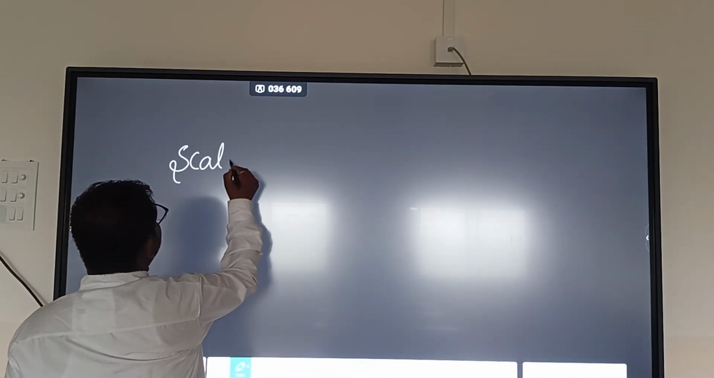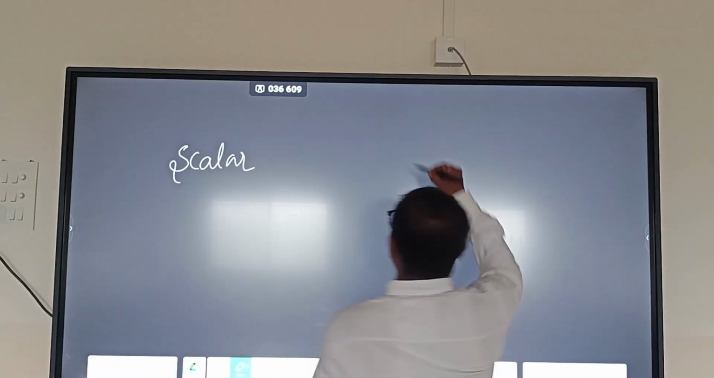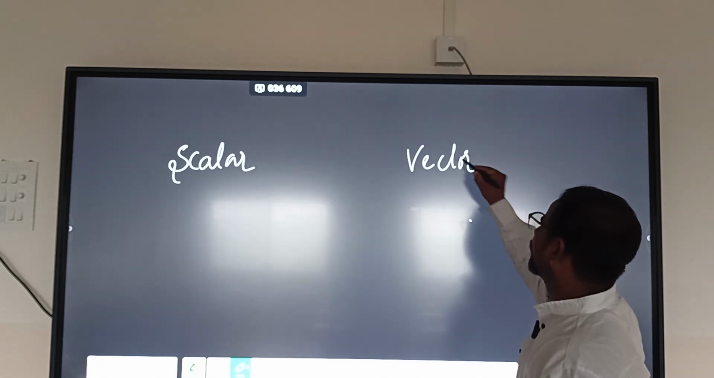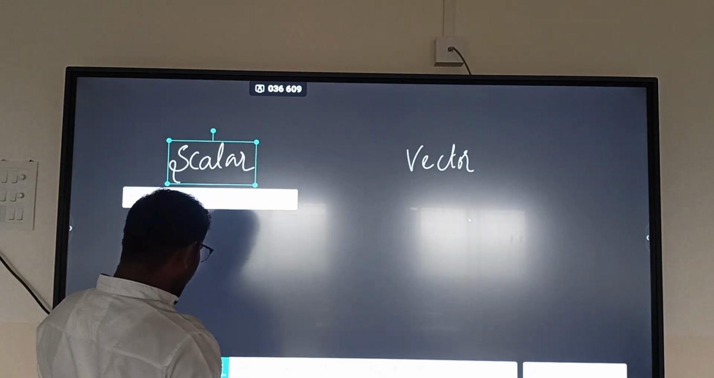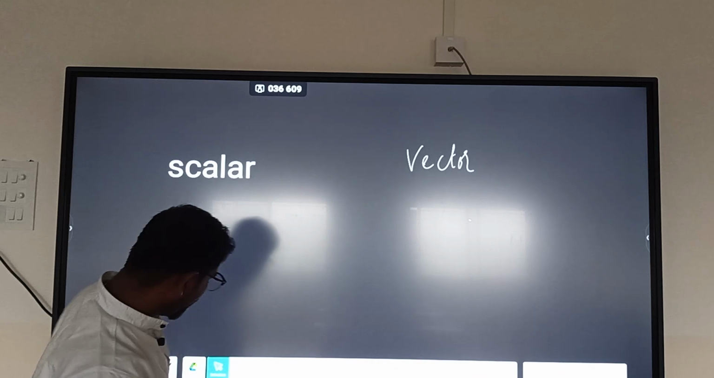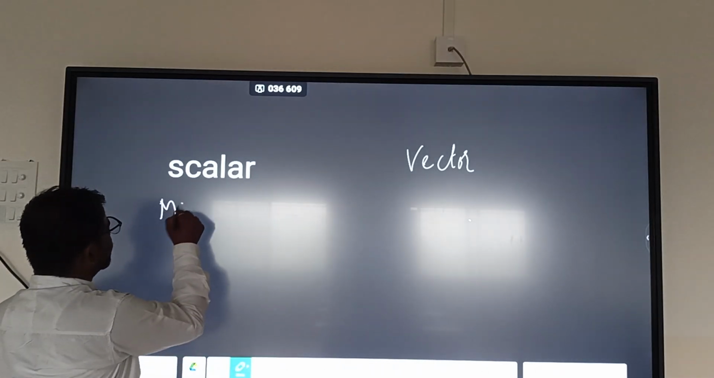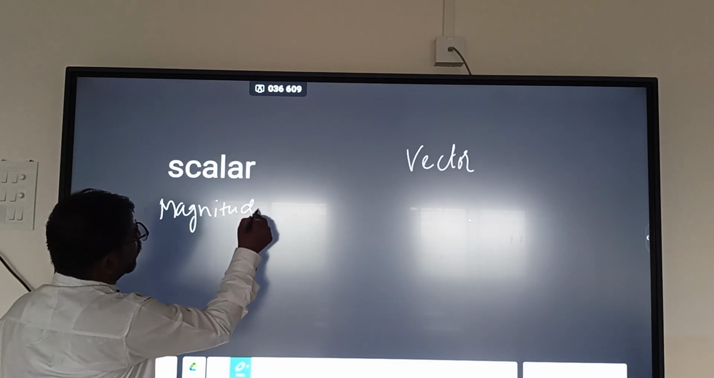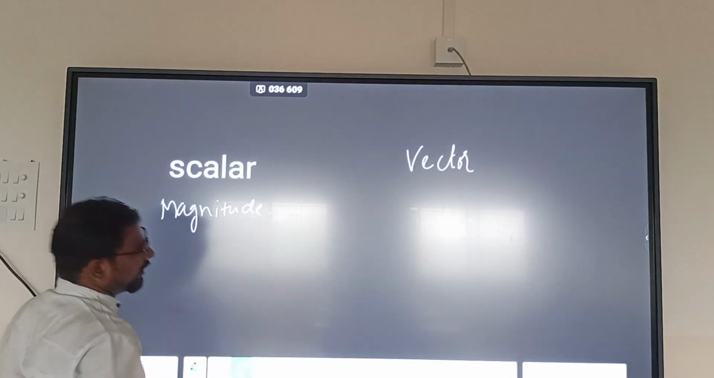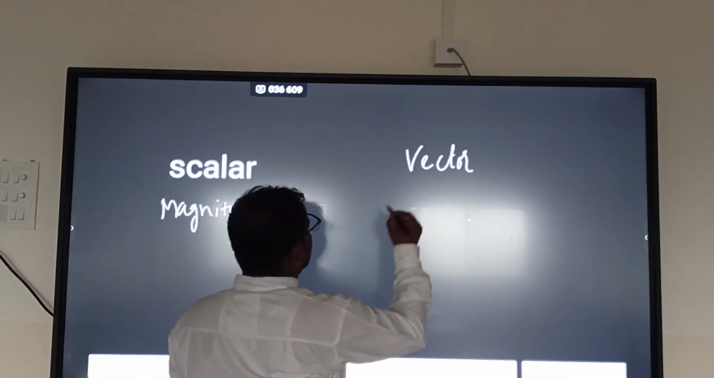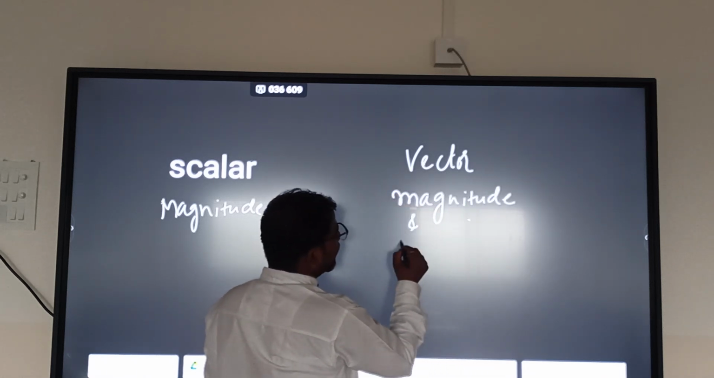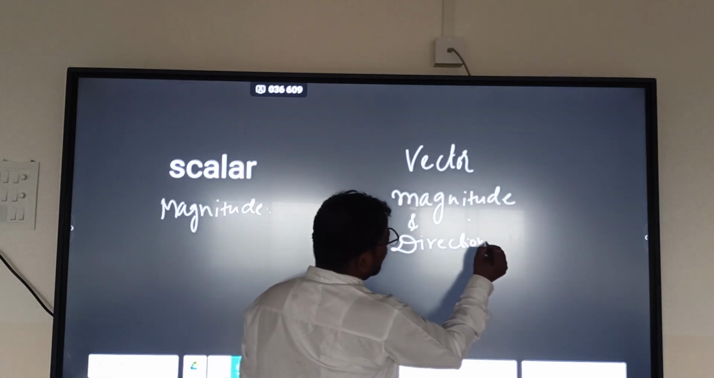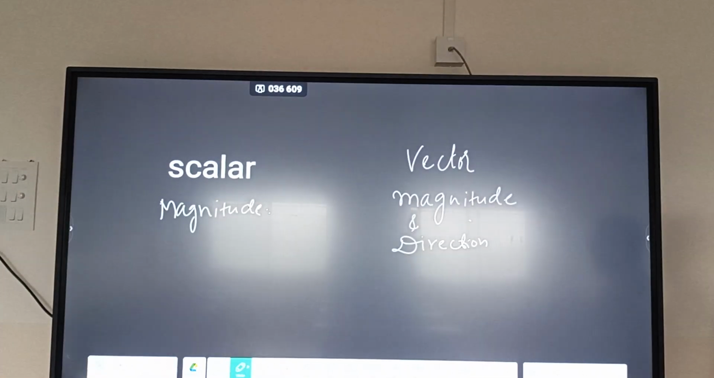In this, a very important thing we should study is scalar and vector. Scalar is having only magnitude. A vector is having magnitude as well as direction.